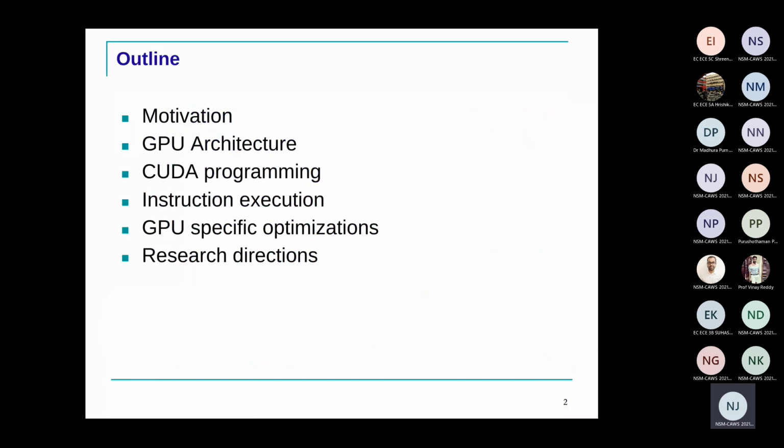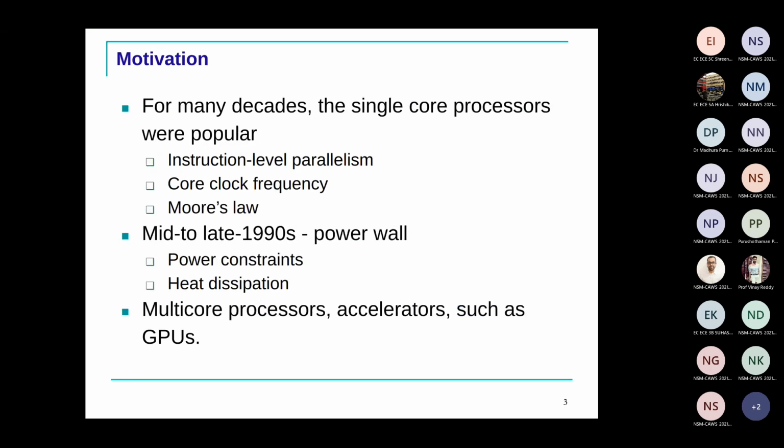Okay, so this is a brief outline of my talk. I'll briefly introduce and motivate the topic, and then I will give a brief introduction to GPU architecture, and then how to write programs on GPUs using the CUDA programming language. And then I'll show you how the instruction gets executed when you write a program on the GPU. And then I'll talk about some of the GPU specific optimizations and some of the research directions. So this just gives you some overview about GPUs, what things are happening, and how to write the programs, etc.